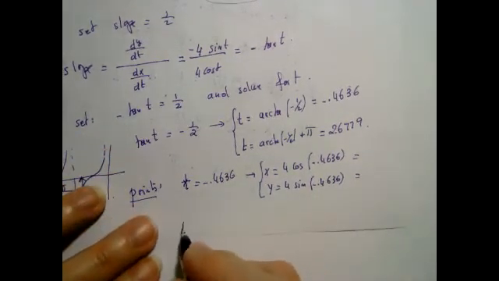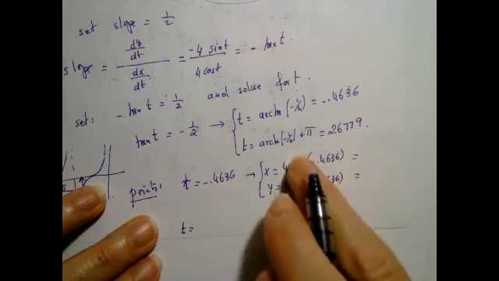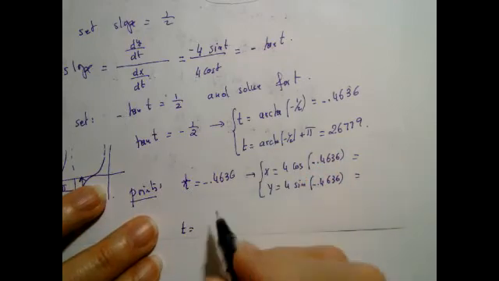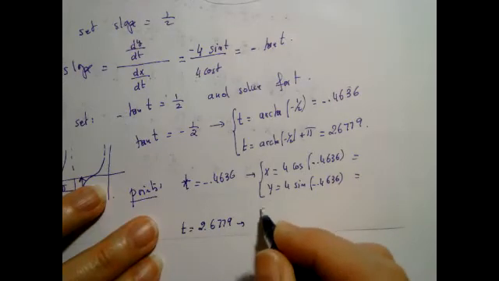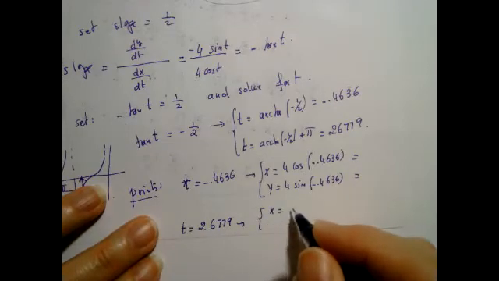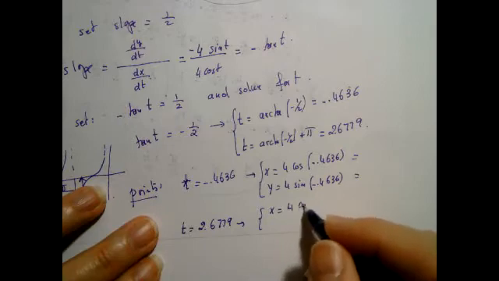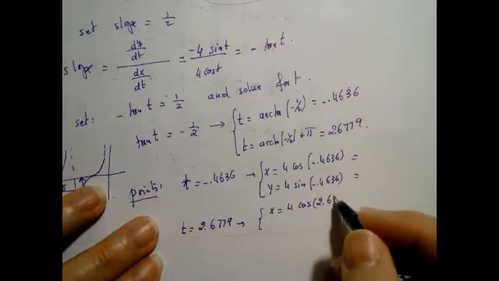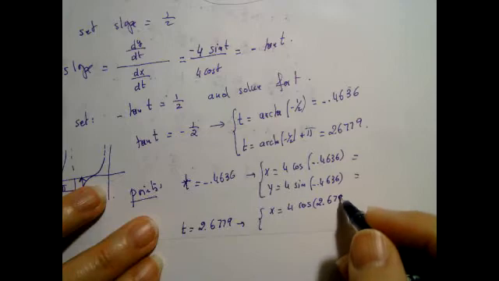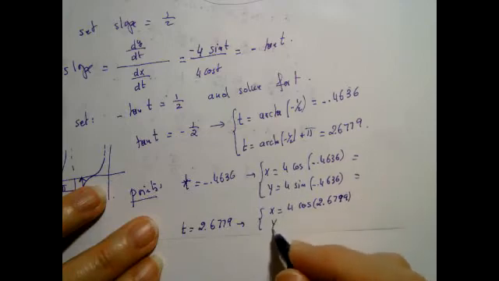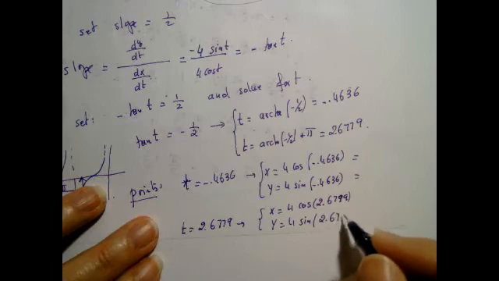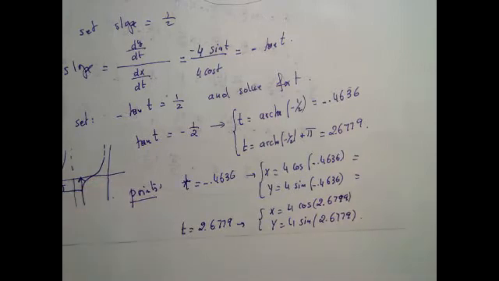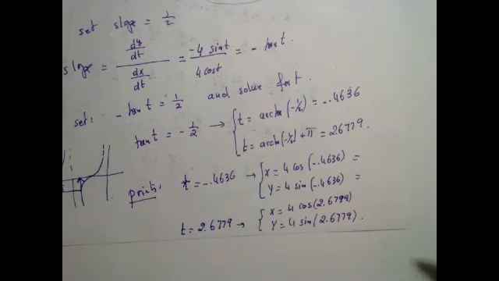Then we do the same. We just plug in t for x and y in the equations. Then t equals 2.6779, and I'm going to do the same. I'm going to plug in the x, and you just plug it into your calculator and you get the numbers, and then the y would be 4 sine of that. And then I will get the 2 points on the circle where the slope is 1/2.